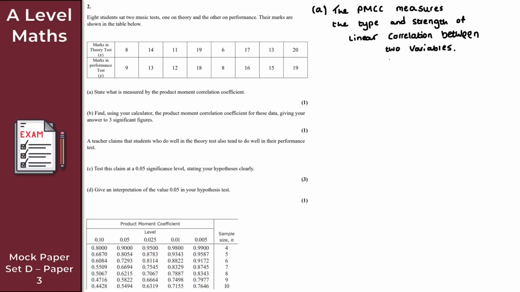Hopefully nice and easy. So for part B then, another nice easy 1 marker here. It just says find, using your calculator, the product moment correlation coefficient for these data, giving your answer to 3 significant figures. So for part B then, as it says, right, we're just going to simply use our calculator here. Nice and straightforward. If you don't know how to do this using your calculator here, then make sure that you do know how to do this, because I'm going to show you how to do it anyway.